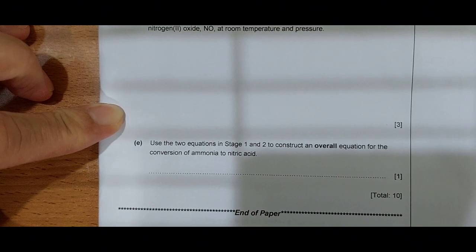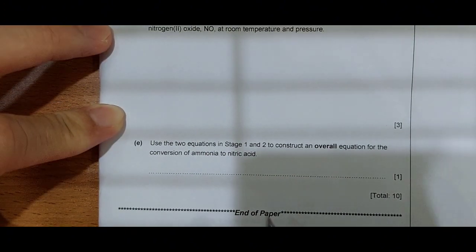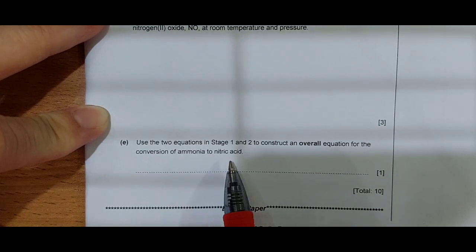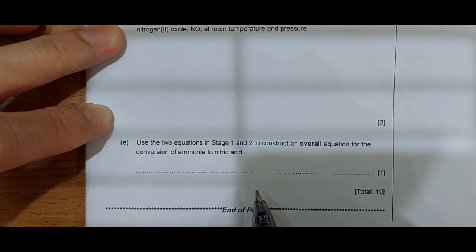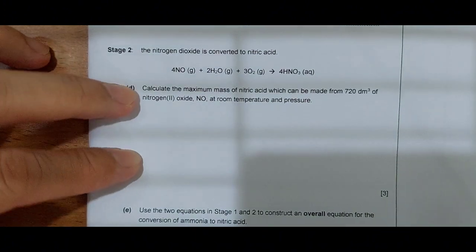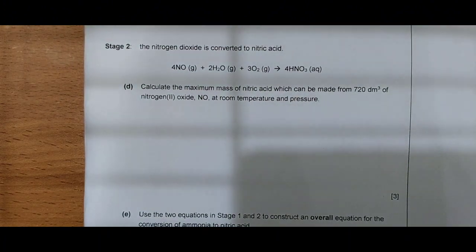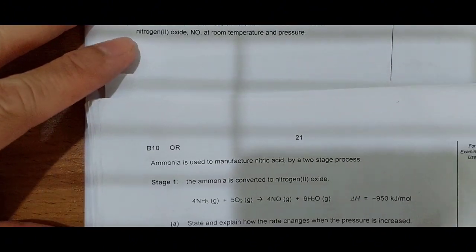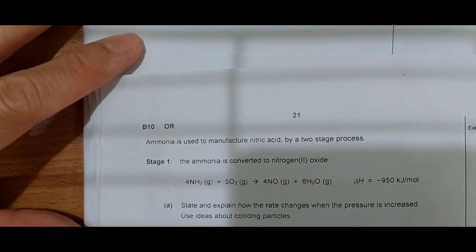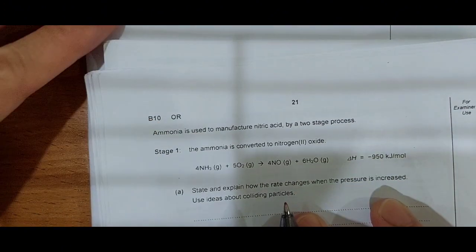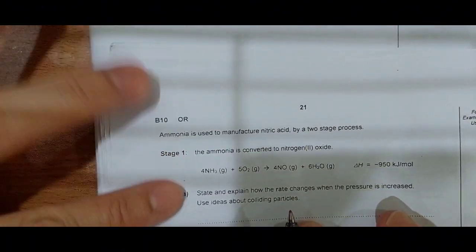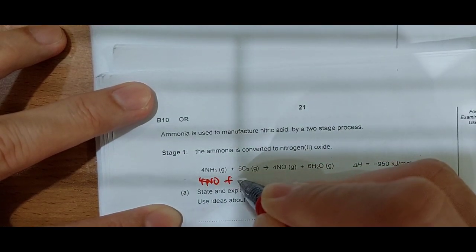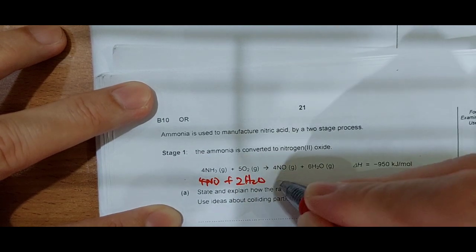Let's look at B10 part E. Use the two equations in stage 1 and 2 to construct an overall equation for the conversion of ammonia to nitric acid. Stage 1 and stage 2. So this is stage 2, and then your stage 1 is actually this one. All you need to do is to write the two equations together. I copy this stage 2 to below stage 1 so that you can see what chemicals you can cancel off.